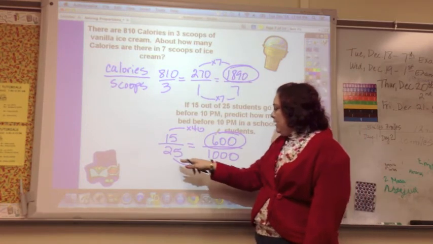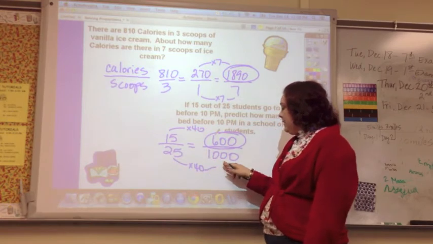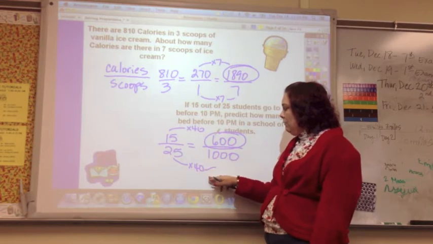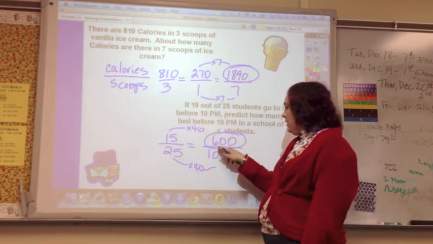This one, I could go directly from 25 to 1,000 by knowing that that's times 40. So I had to divide that out to get times 40. 15 times 40 is 600.